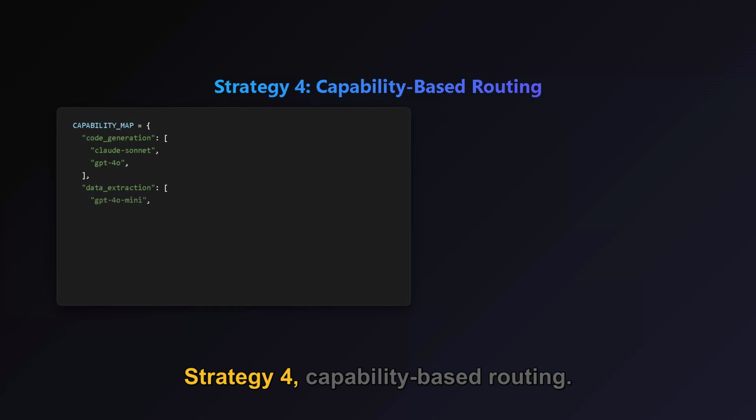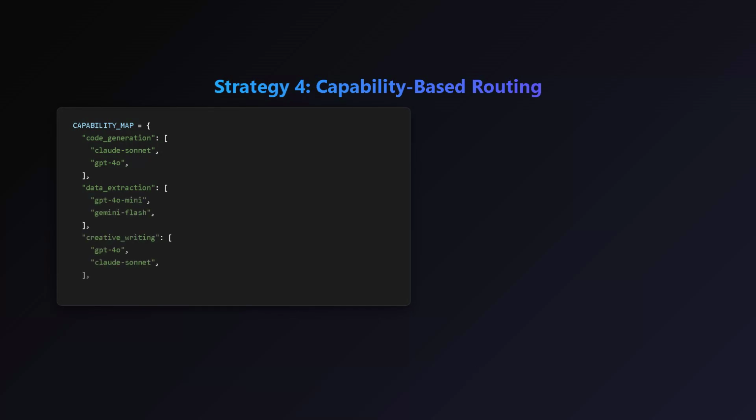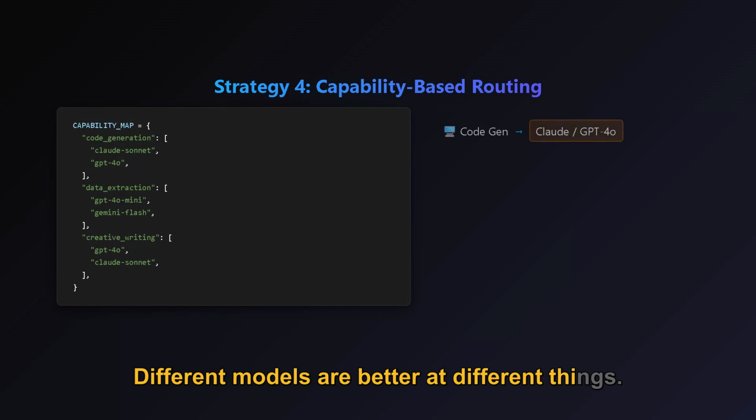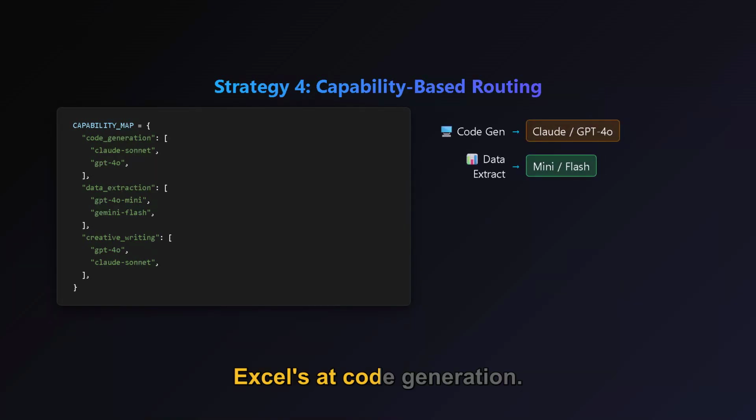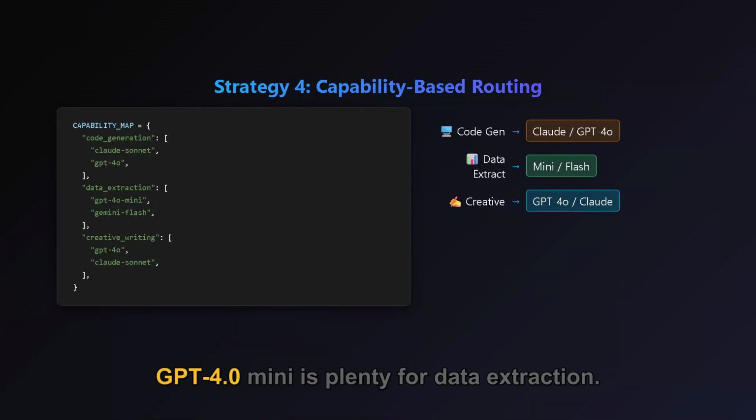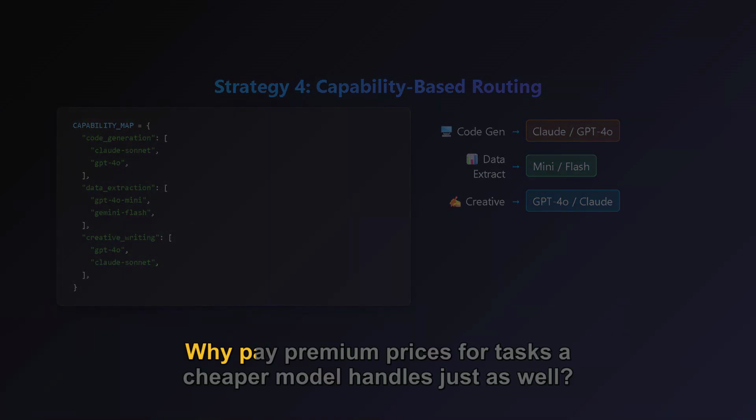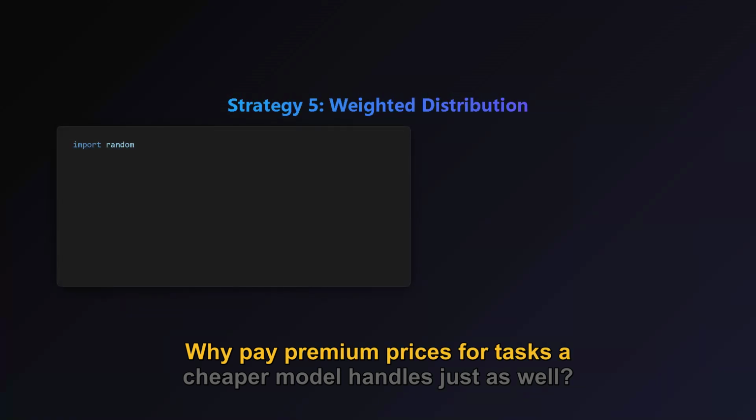Strategy 4. Capability-based routing. Different models are better at different things. Excels at code generation. GPT-4o Mini is plenty for data extraction. Why pay premium prices for tasks a cheaper model handles just as well?